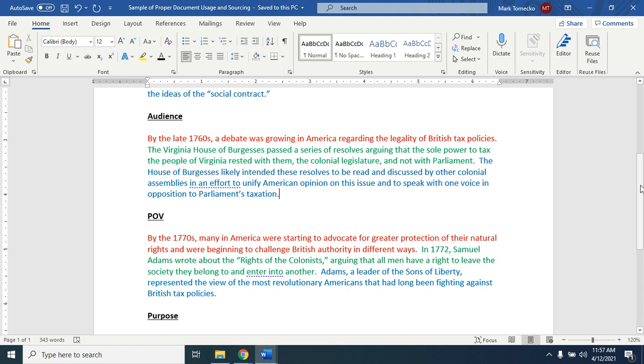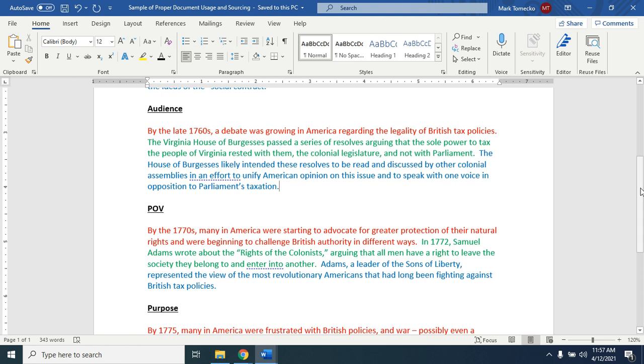They were trying to say, look, we're British subjects. We know the British Constitution. Taxation should only be done by those that you elect, that represent you. And the people of Virginia are represented by the Burgesses, and the people of Delaware are represented by the Delaware Assembly. So they're trying to unify that position within the colonies. All right, so hopefully that makes sense. But like I said, audience can be tough.